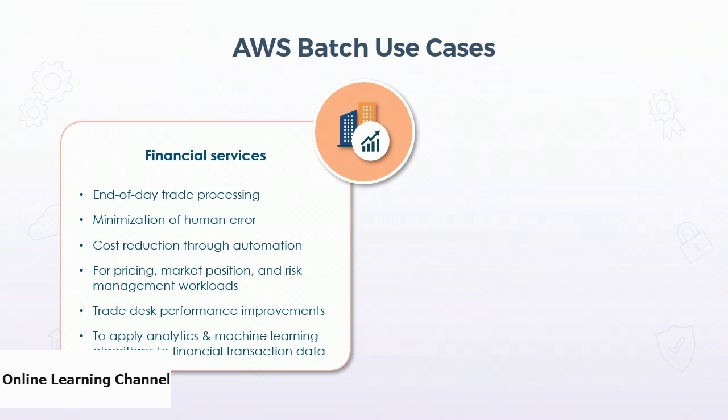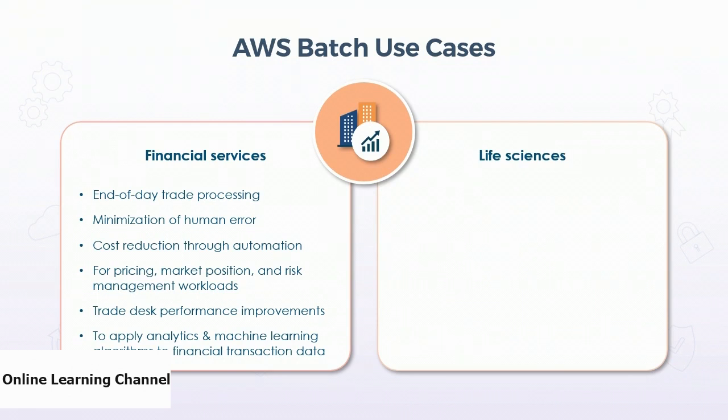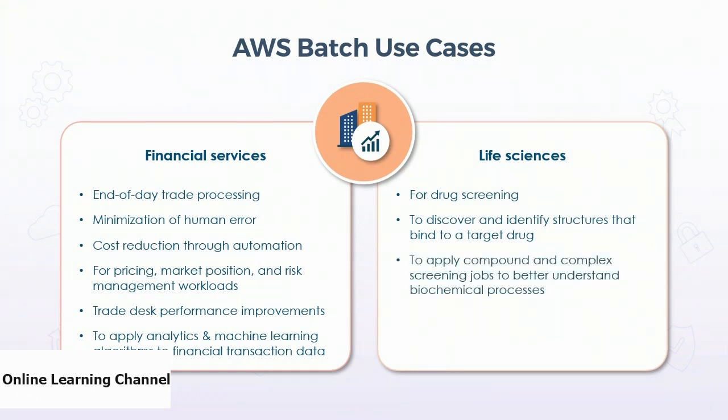Let us now discuss how AWS Batch can be used in the domain of life sciences. One very important application of AWS Batch is in the field of drug screening, where it allows research scientists to efficiently discover and identify structures that are most likely to bind to a target drug. Using AWS Batch, scientists are able to configure resources and schedule complex screening jobs that enable them to obtain a deeper understanding of biochemical processes, thereby improving drug discovery and development.